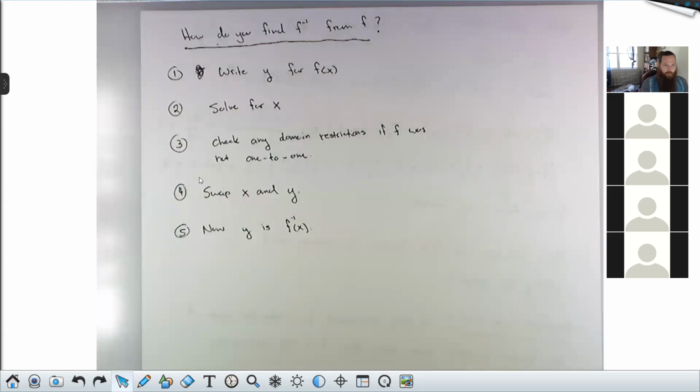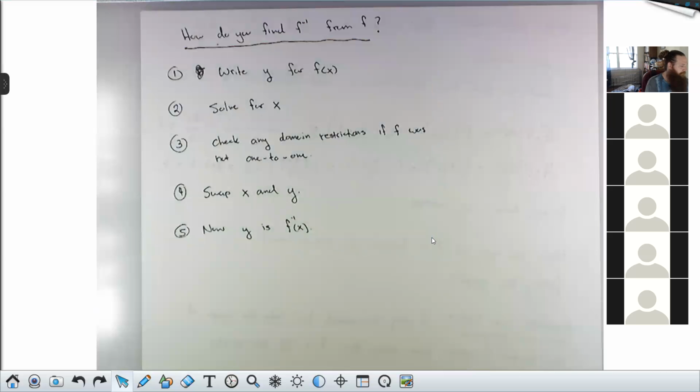You'll also see why I'm telling you to wait to swap x and y. This is the big difference. Most people start by writing y for f of x, then they swap x and y and solve for y. This is a bad way to do things because you can run into trouble with these domain restrictions. So trust me, this is how I want you to do things, and it will help you. It will avoid running into mistakes if you do it this way. So please, please.